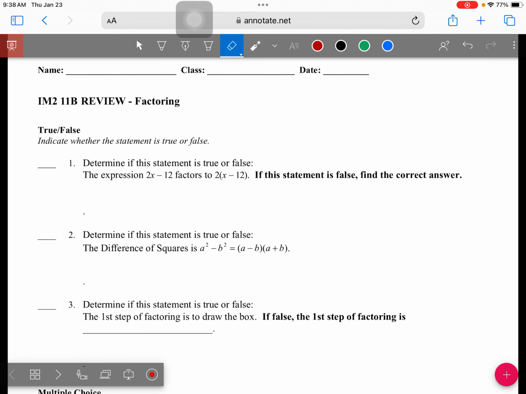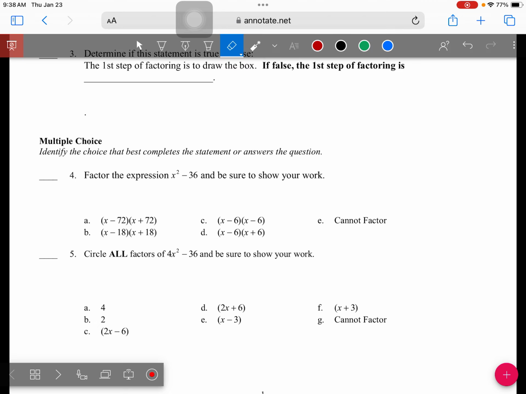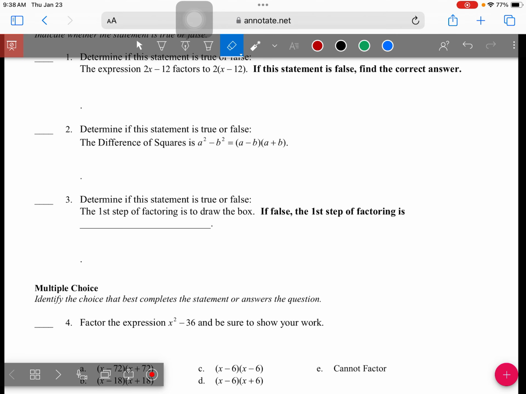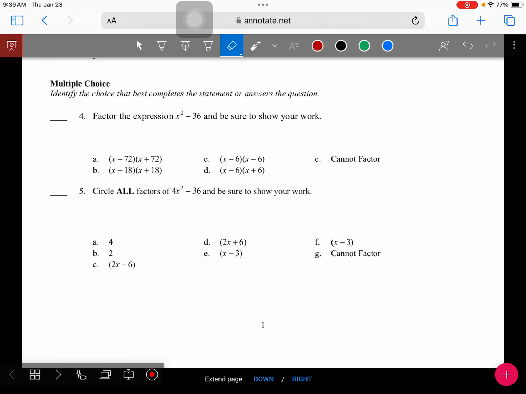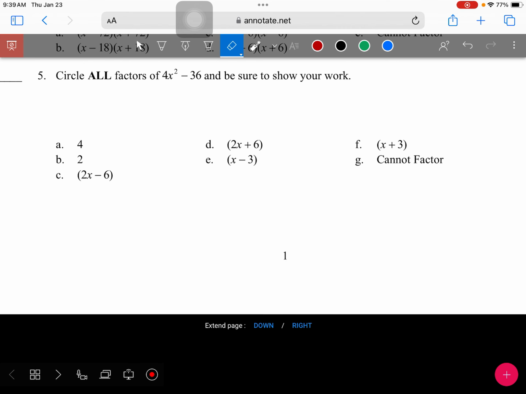Let me take a look at what's in the front. This really didn't get the difference of squares, did it? How many of you need some help on difference of squares? Difference of 2 perfect squares? All right. Stop what you're doing. Let's jump to number 5. It says circle all factors of 4x squared minus 36.